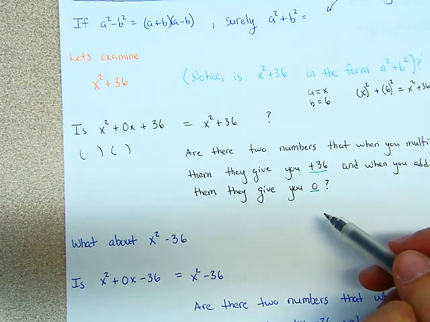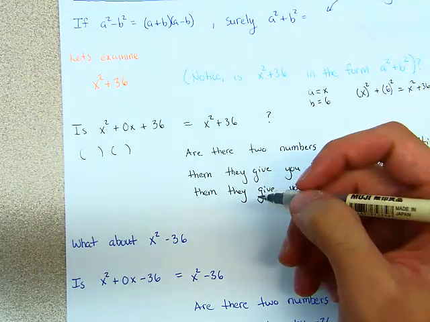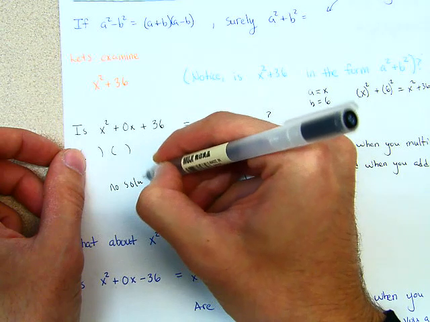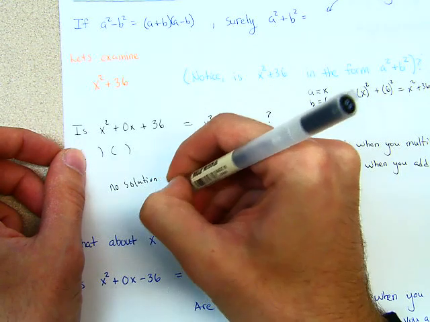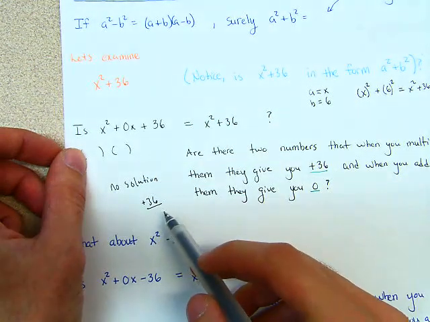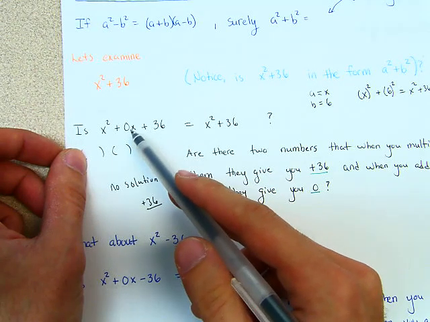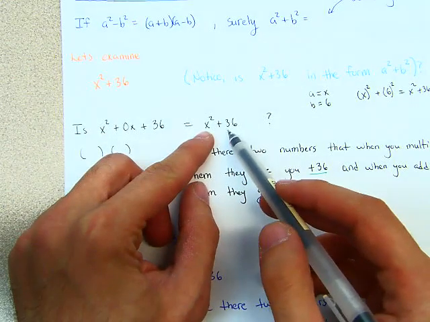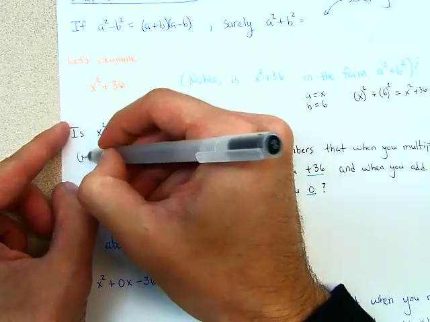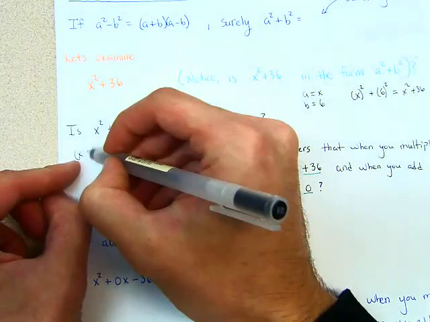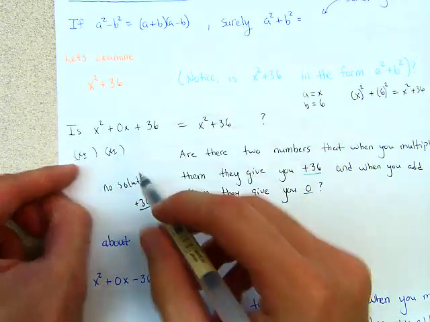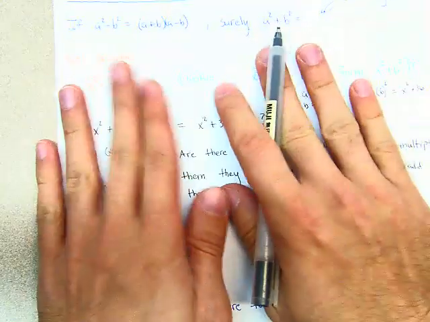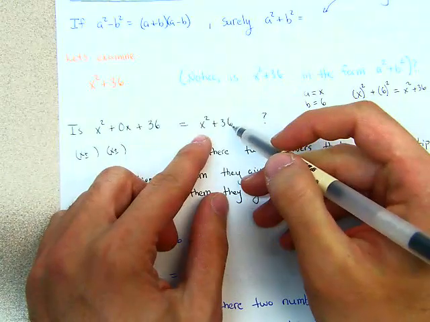Let's say you unpause the video and you're trying to find the solution, and you're thinking, Mr. G, I can't find it. You're right. No solution. You cannot find factors of positive 36 that, when you add them, you get 0. It's impossible. So you cannot break that x squared plus 36 into x plus or minus something and x plus or minus something. You just can't factor this. It is what it is. You can't break this down anymore.